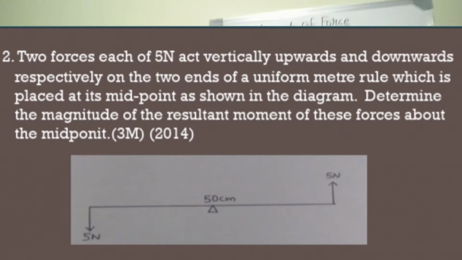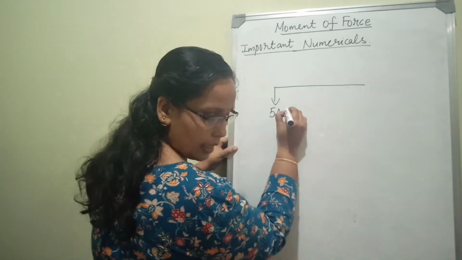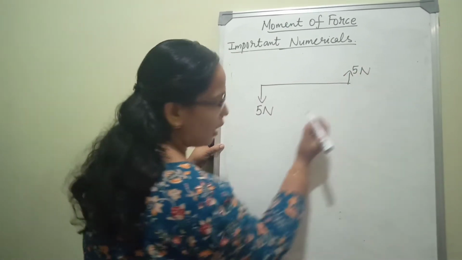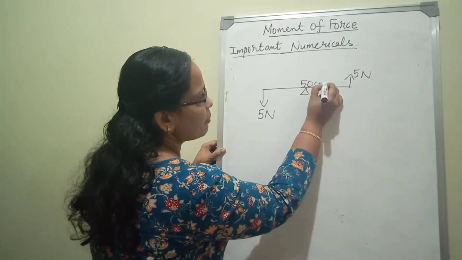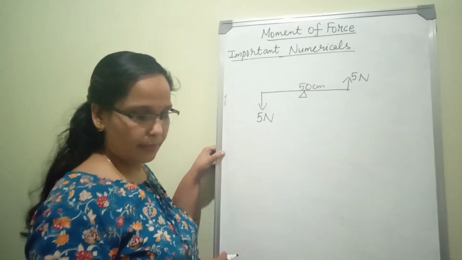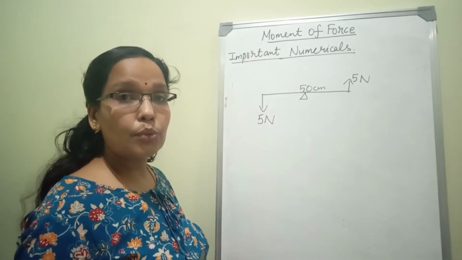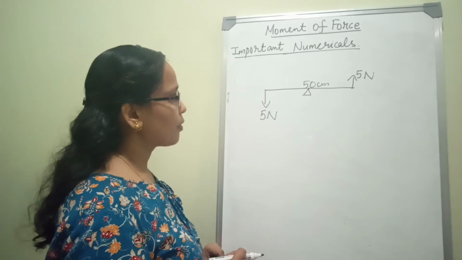Determine the magnitude of the resultant moment of these forces about the midpoint. The diagram is here. It is a 1 meter rule, with 5 Newton acting downward and 5 Newton acting upward, and it is pivoted at 50 centimeter. This is our question. This question also is a board exam question. It was asked in 2014 and it is for 3 marks.